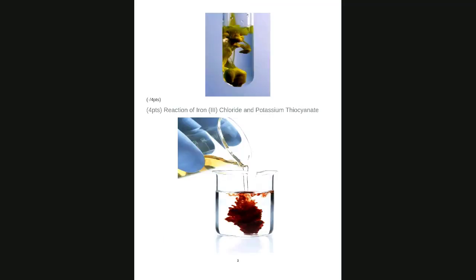Any questions so far before we move to the next image? We have a few more images. Okay. Look at this image.